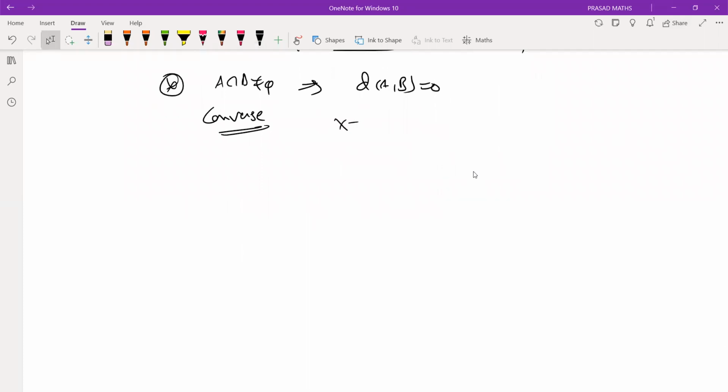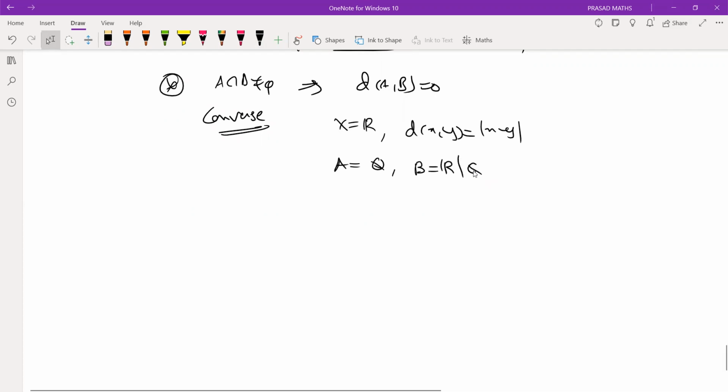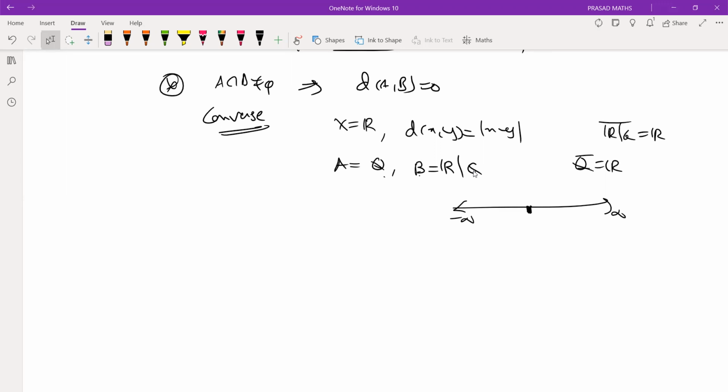you start with X equal to R with respect to the usual metric, |x minus y|. Suppose my set A is the rational numbers, and my other set B is the irrationals. Look at the geometry: Q is dense in R, and of course R minus Q is also dense in R. So the points of A are very close to the points of B. By this geometry, we can expect that the distance between A and B is 0. But how can you prove it?